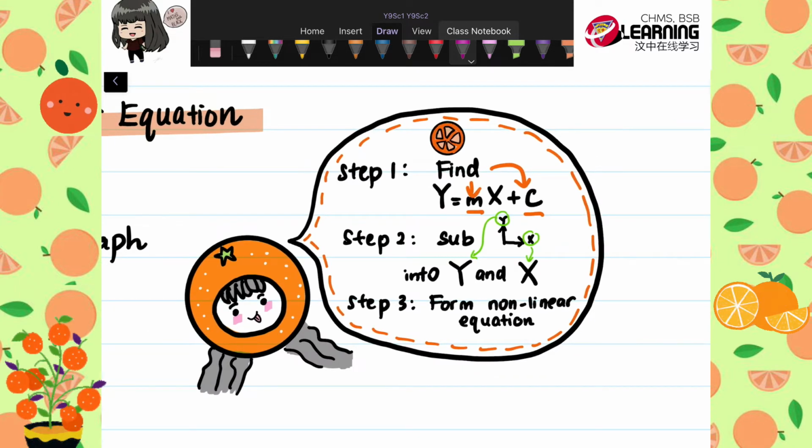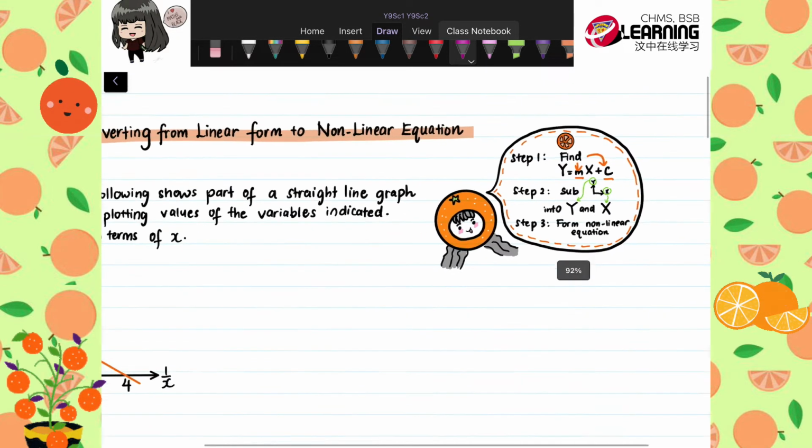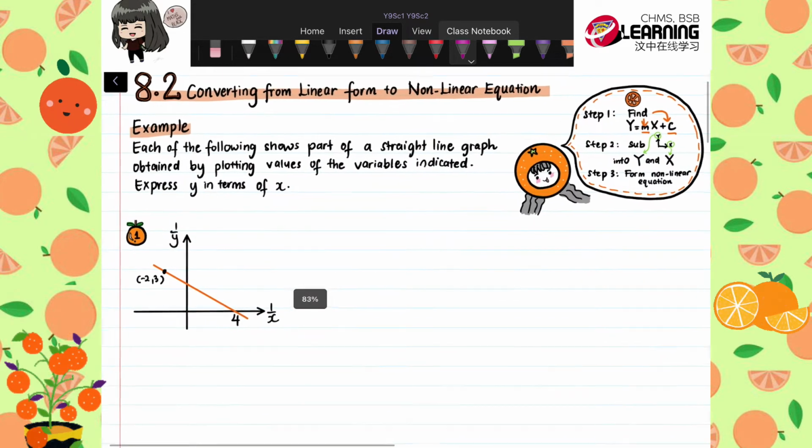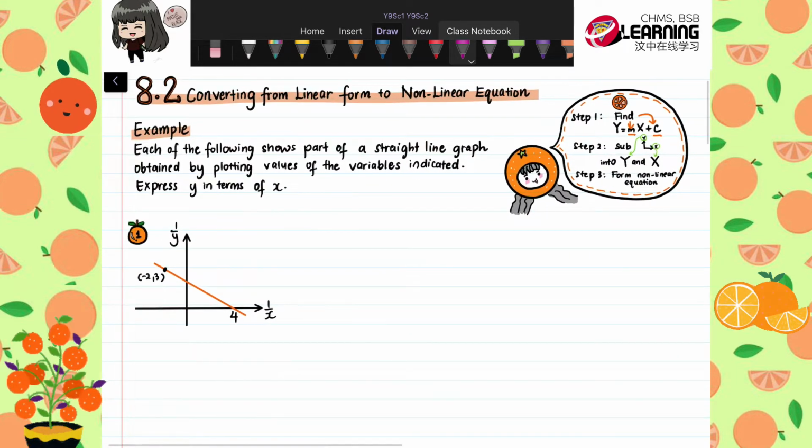My step 1 is we find gradient and c first, m and c from the graph, because this is big Y equals to m big X plus c, the gradient and the c. Step 2, what we're gonna do is we sub whatever that is on the y-axis and whatever that is on the x-axis into big Y and big X, and then we form the non-linear equation depending on what the question wants. So let's go to example 1 straight away, question 1 here.